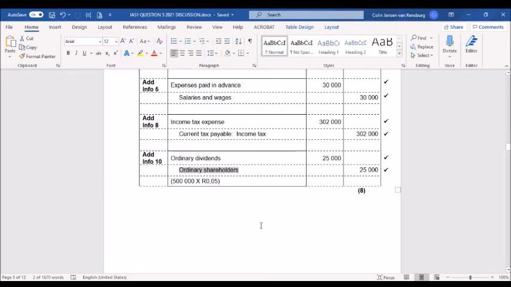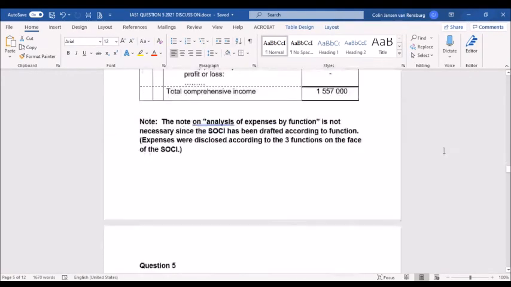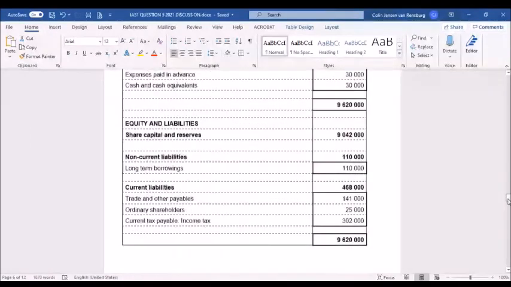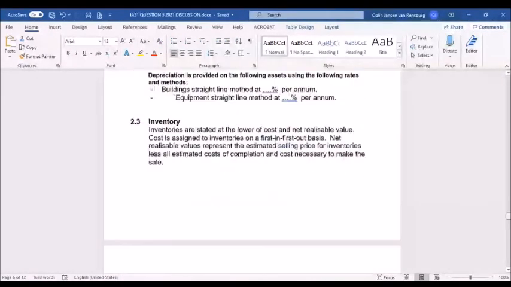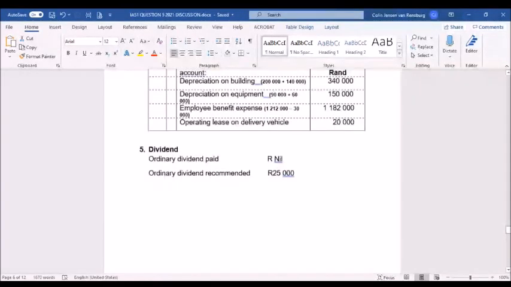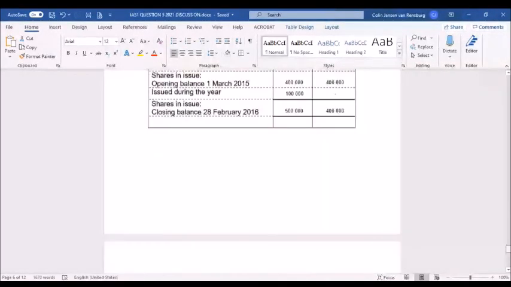So if the dividend had only been recommended at year end, so we're sitting at the end of the year, the dividend has only been recommended by the directors, it has not been declared at the general meeting yet, this journal entry would not have been amongst our journals, right? But it is still information that is important for the various stakeholders in this company to be aware of, right? So then we are going to have an additional note, a dividend note.